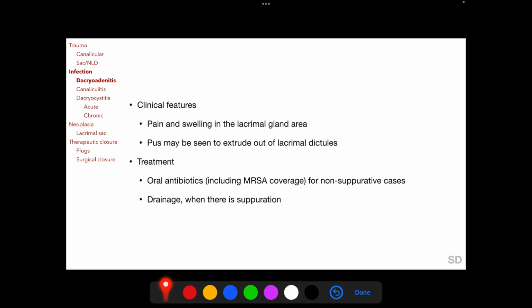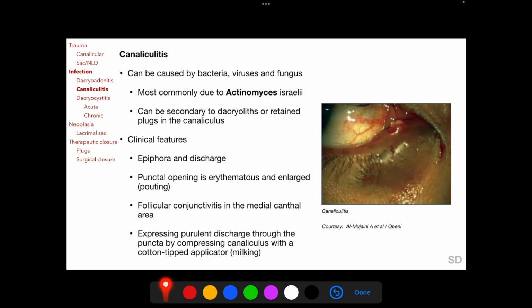Clinical features of dacryoadenitis include pain and swelling in the lacrimal gland area in the superotemporal portion of the orbit, and infectious dacryoadenitis may show pus extruding out of the openings of the lacrimal ductules near the lateral portion of the superior conjunctival fornix. For non-suppurative cases of infectious dacryoadenitis, oral antibiotics are administered, but when there is abscess formation, drainage of the abscess may be required.